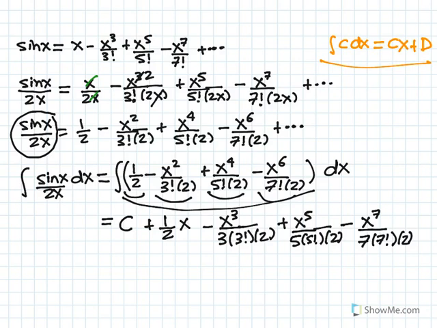Now, we were asked to find the first 5 terms of the Maclaurin series, including the constant c. So we have basically 5 terms, 1, 2, 3, 4, and 5. So this is the Maclaurin series representation of this integral, the integral of sin x divided by 2x dx.